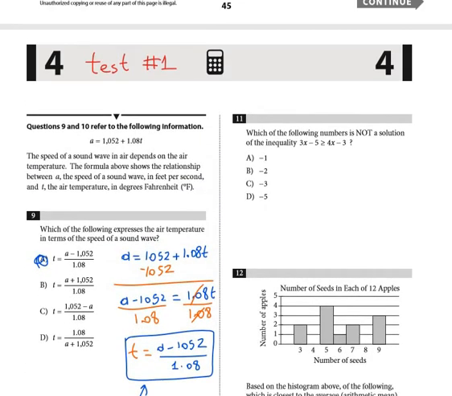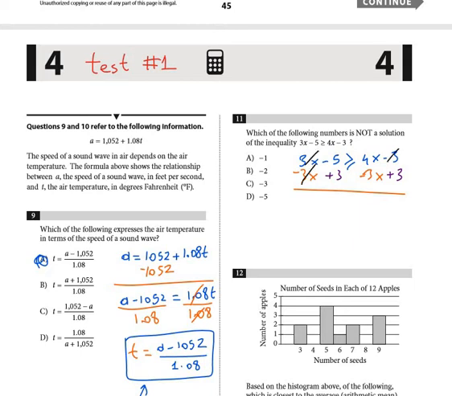Number 11. Which of the following numbers is not a solution of the inequality 3x minus 5 is greater than or equal to 4x minus 3? So let's solve for x and see. Let's subtract 3x on both sides, and simultaneously, let's add 3 on both sides. Since we accumulated x's on the right hand side, we need to collect numbers on the left hand side, or vice versa. So you don't have to go two steps.